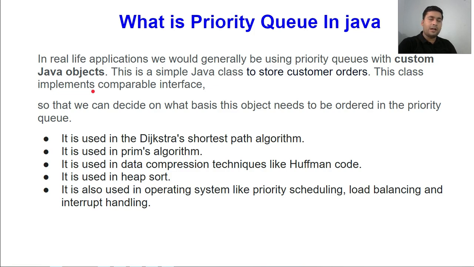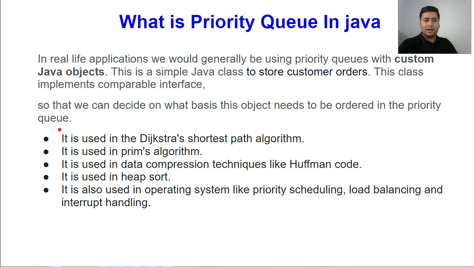So for example, we have a restaurant and we are taking orders from customers. We have one queue. The first order comes, you have to serve it first. Then only you go with the second or third one. So in that case also you can go with the priority queue, so that we can decide on what basis the objects need to be ordered in the priority queue.